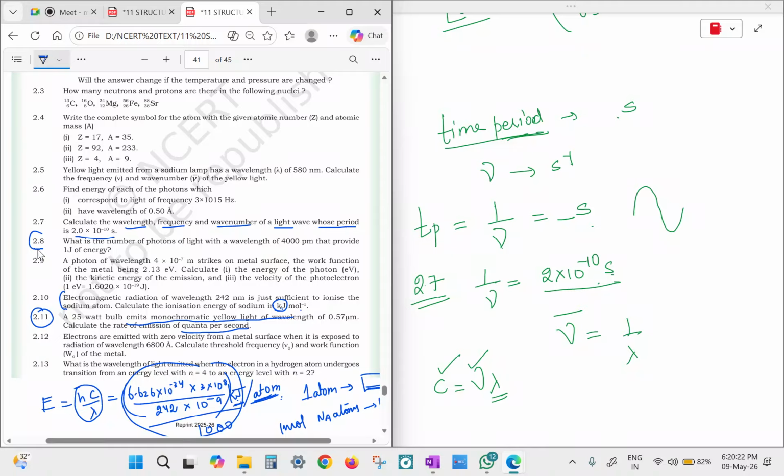Okay. 2.8, isn't it almost the same as 2.11, children? Check.